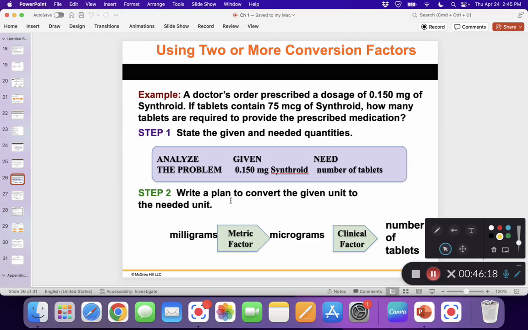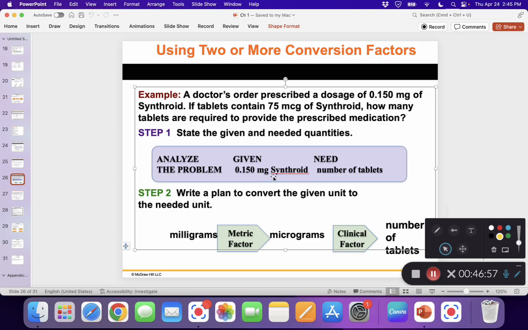Do not worry if the question looks lengthier, because sometimes we may need to use more than one conversion factor to reach the correct unit. But don't worry, I'll teach you how to do that. We have a given number, 0.150 milligram, and then it says each tablet contains 75 microgram, it means one tablet is equal to 75 microgram. That is the equality given there. We can use that equality as a conversion factor.